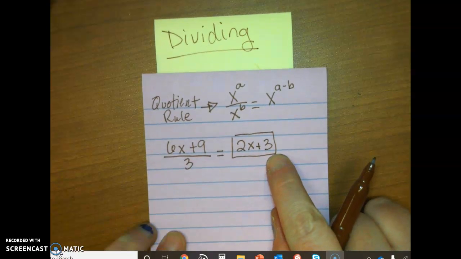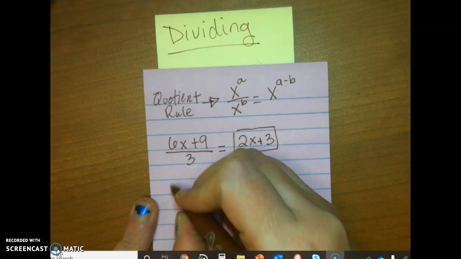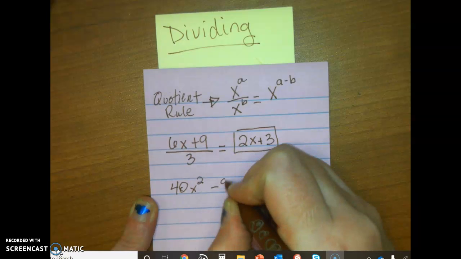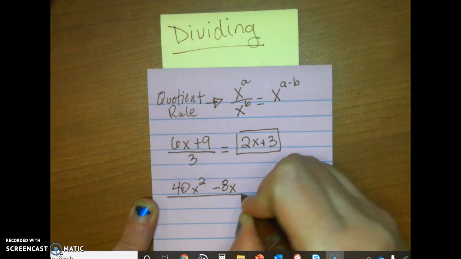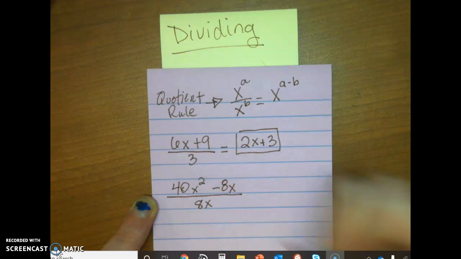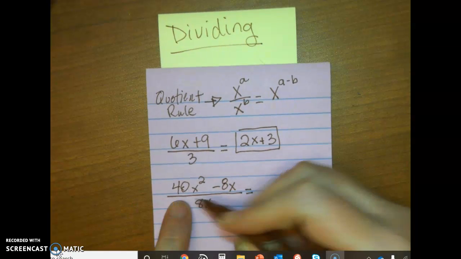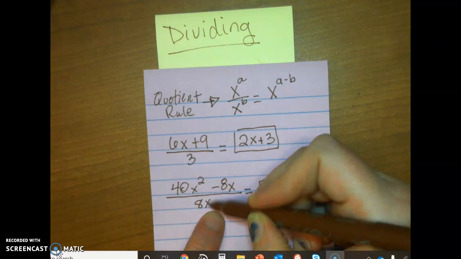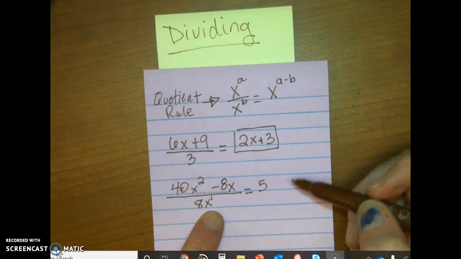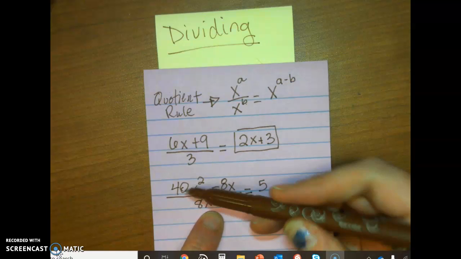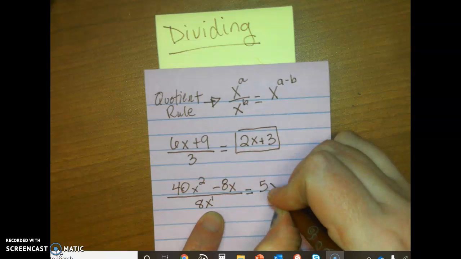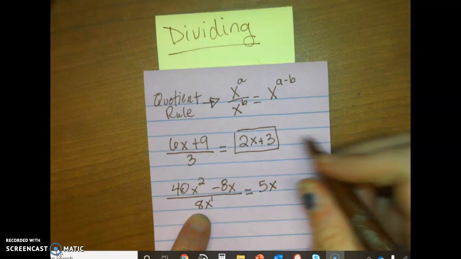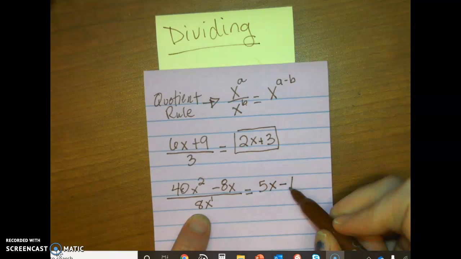Okay, let's look at a little bit harder one. So if I take 40x squared minus 8x divided by 8x. Okay, 40 divided by 8 is 5. x squared divided by x, remember, a minus b. 2 minus 1 is just 1. So there's 5x. Okay, 8x divided by 8x is 1, and it's negative because that's negative.